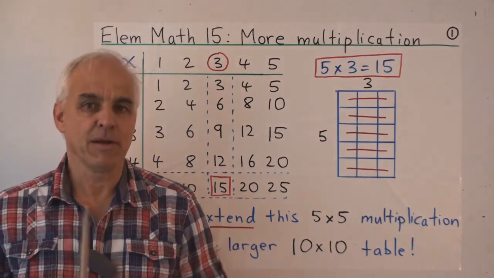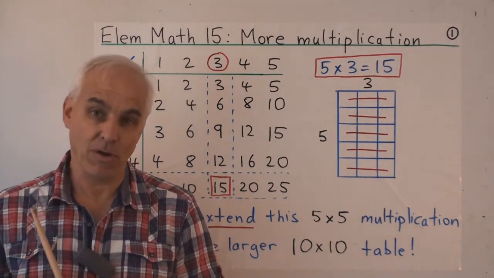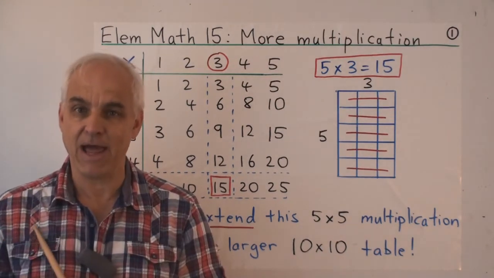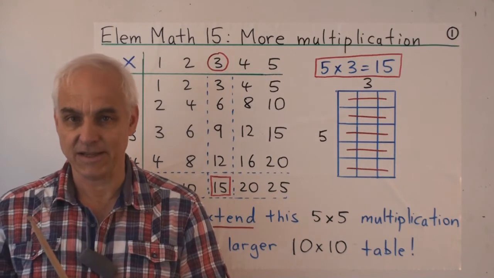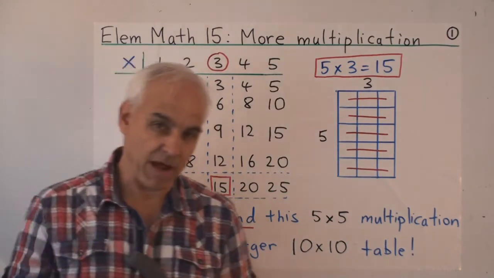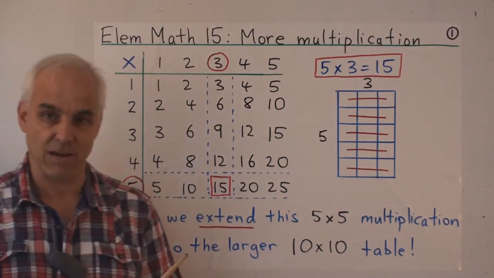So we're going to talk about perhaps how we might help young people in achieving this goal, and maybe some orientation about how we should think about presenting this very important aspect of arithmetic. Let's start by reminding ourselves about the 5 by 5 multiplication table.